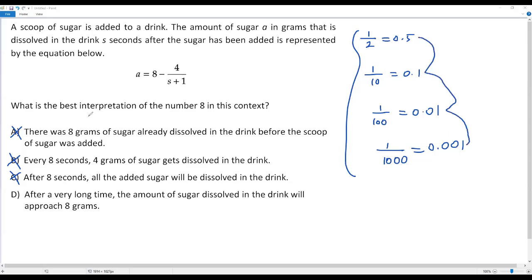So after a very long time, when S takes a very large value, S plus 1 is also a very large value. That is, the denominator is very large, so the value of this fraction will approach 0. If the value of this fraction becomes 0, then what will be the value of A? The value of A will be 8 minus 0. That means it's 8. So after a very long time, the amount of sugar dissolved in the drink will approach 8 grams. The statement in answer choice D clearly explains what the number 8 in the given equation represents. So the correct answer choice for this question is D.